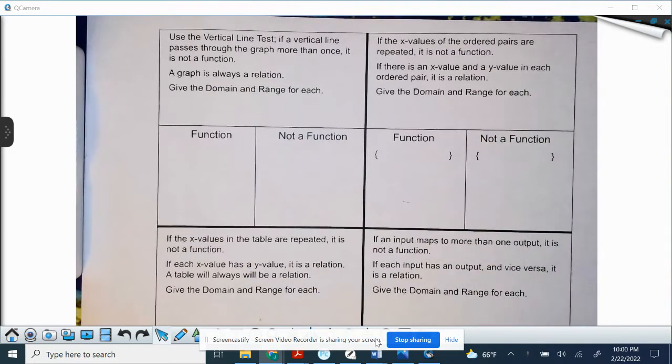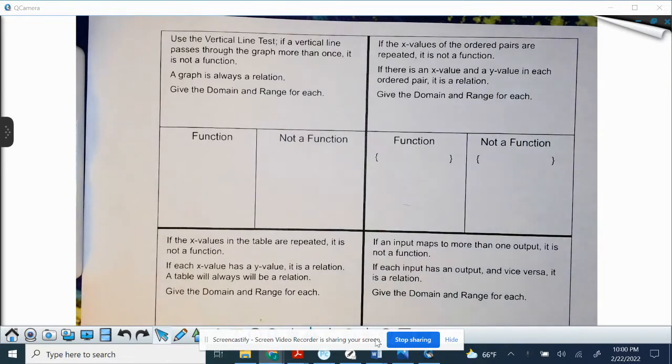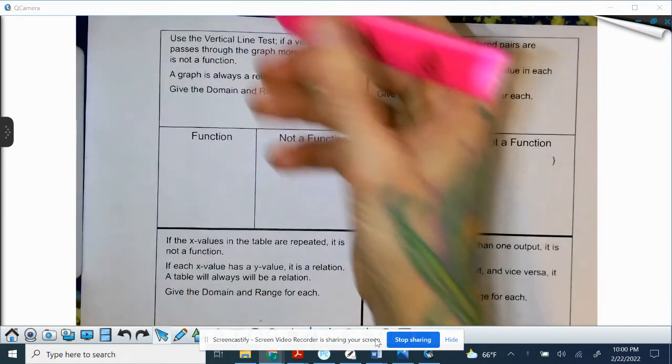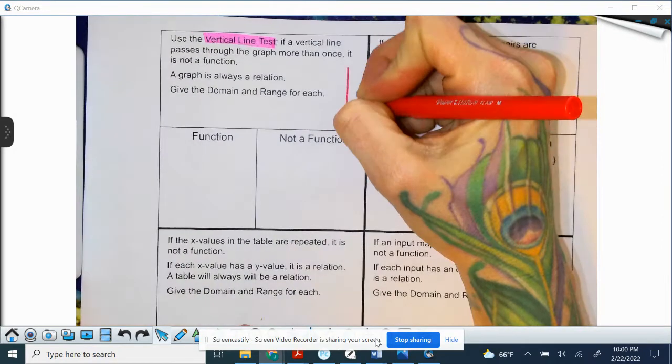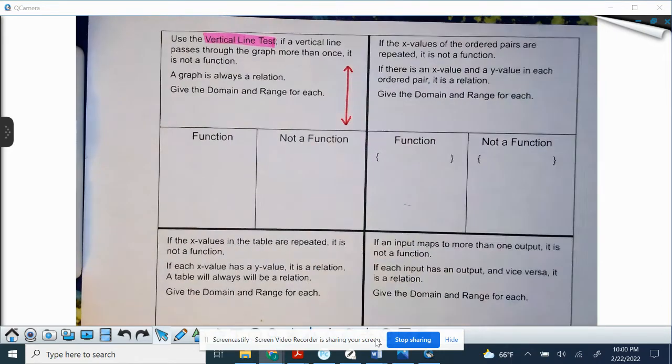All right, so the upper left corner, we're talking about graphs. We're looking at all the different ways to tell if something is a function or not, and this is just looking at a graph. So a vertical line test is what we're going to use, and vertical is up and down. That line's going to slide back and forth. If a vertical line passes through the graph more than once, it is not a function. If it touches the graph more than one time, no go.